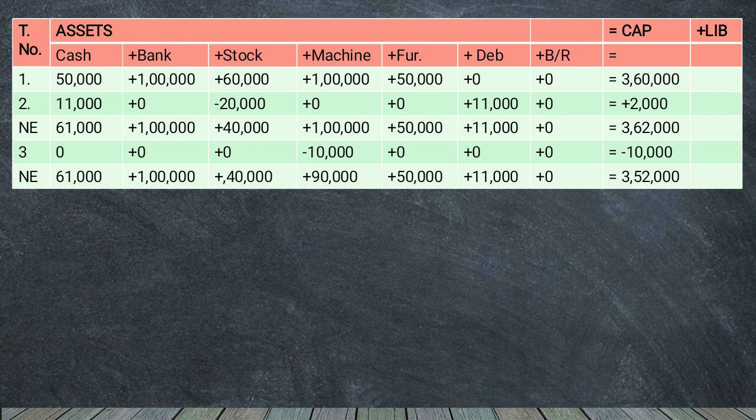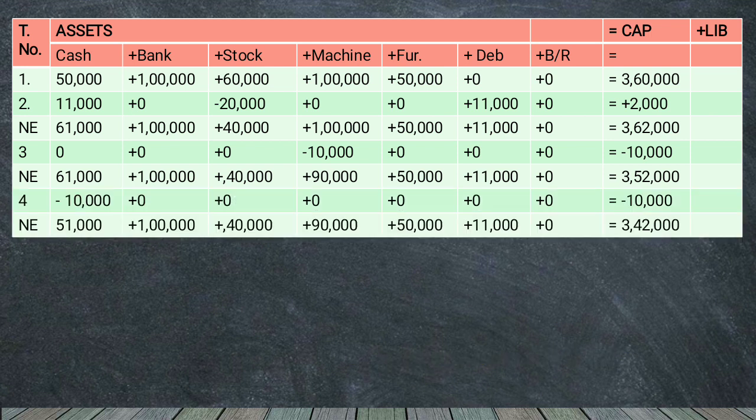Machinery will decrease by 10,000 because of depreciation. Revised value of machinery will be 90,000. Furniture no change, so that's why 50,000. Debtors no change, 11,000. And bills receivables are not there yet, they do not appear. And capital will decrease by 10,000, so revised capital will be 3,52,000. So after these three transactions, we have this equation.